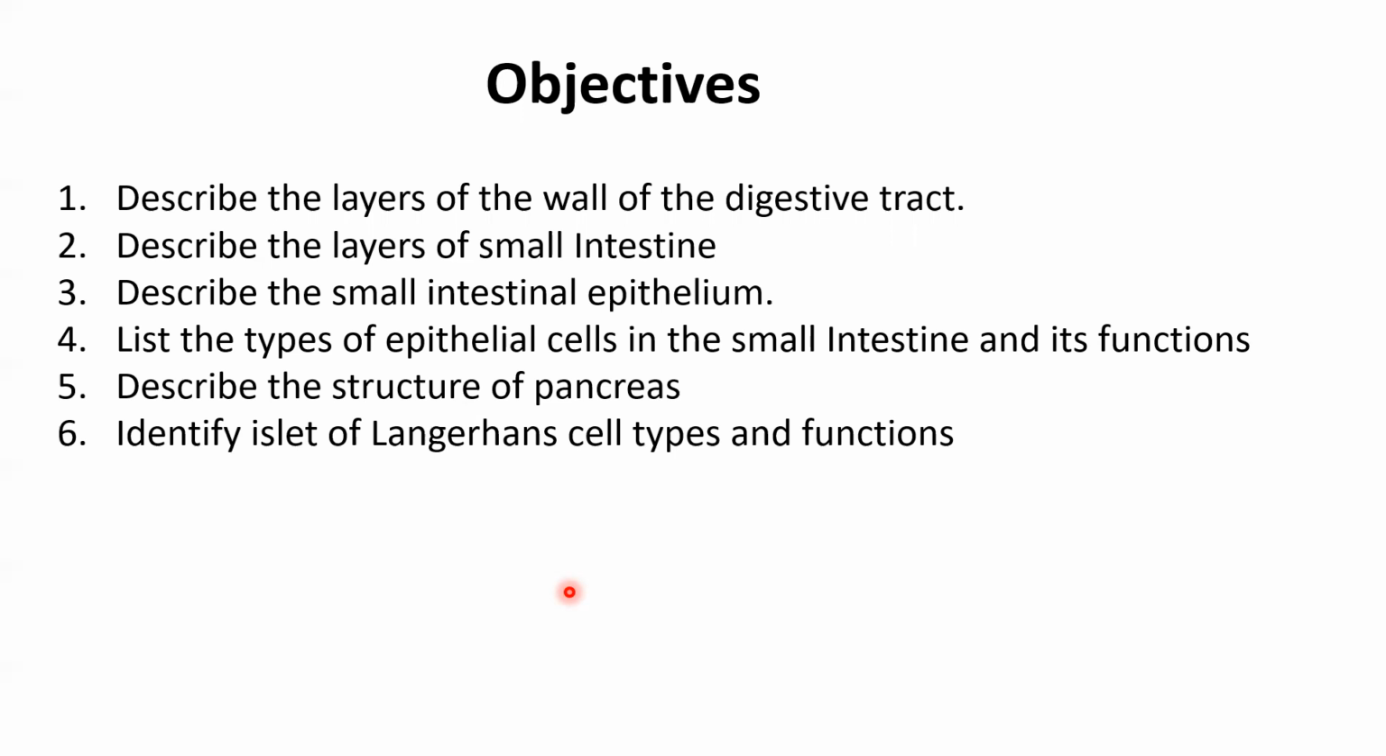Describe the layers of the small intestine epithelium, we'll list the types of epithelial cells in the small intestine and their function, and we'll describe the structure of the pancreas and identify the islets of Langerhans. The pancreas, although it is a very important organ, histologically is not going to be much detail. There will be more emphasis with the endocrine, probably histology next year, and also with the physiology and biochemistry of the pancreas. But when it comes to the structure, it's not that extensive.